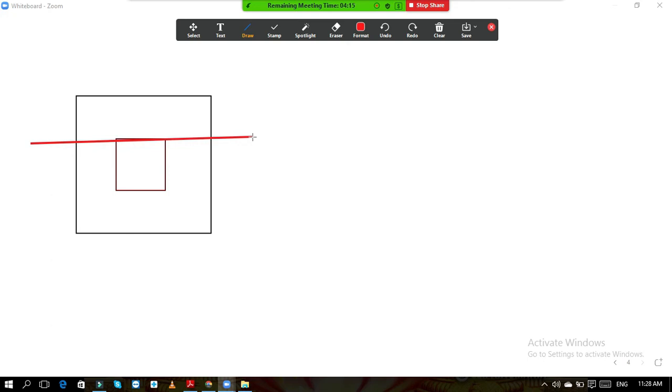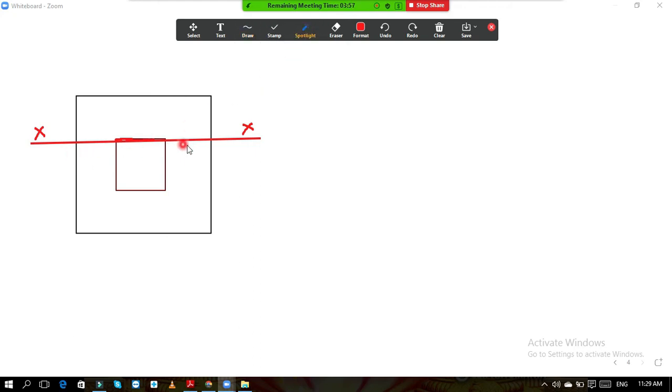This line is not perfectly horizontal, but you can understand. So this is our section XX. Okay, this is the face of the column. You can also take the same section.